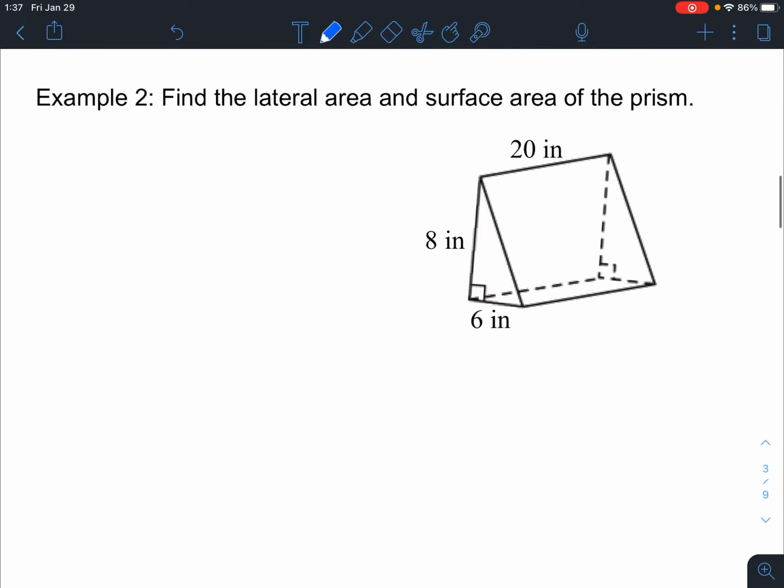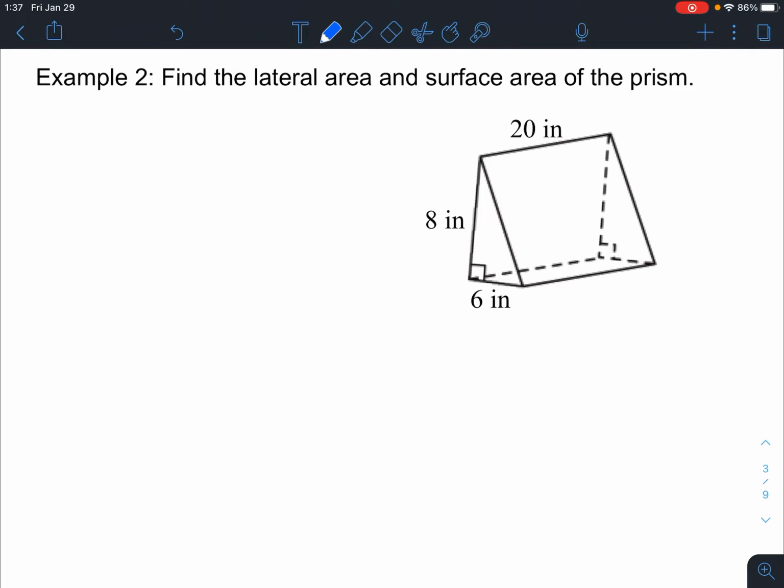Okay, here we have a triangular prism, and we're being asked to find the lateral area and the surface area. So to find the lateral area, we want to just think, all right, I want to find everything except for the triangles. I want to find all the rectangles.